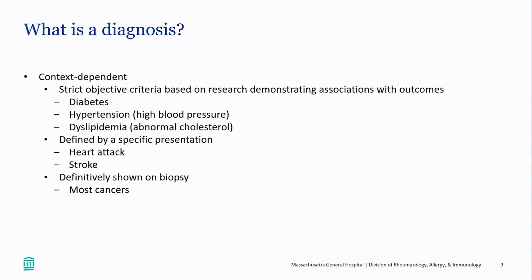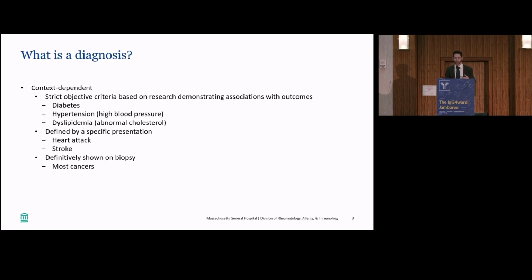So I want to step back for a second and think a little bit more philosophically about what is a diagnosis. How do we define a diagnosis? And I would argue that it's context dependent. So in some cases, there are very strict objective criteria that define a diagnosis. For example, in diabetes and blood pressure and cholesterol problems, there are very strict criteria, thresholds, beyond which if the blood pressure is above a certain number, research has shown over time that bad things can happen in the future. And we know that those people benefit from being on medications or other interventions to lower the blood pressure or lower the blood sugar, whatever it may be, to prevent those complications from happening in the future.